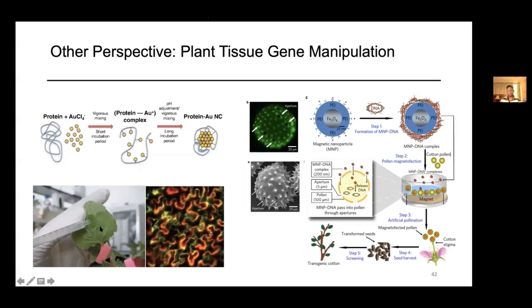We also have a collaboration with one of the plant experts in China on a project using magnetic nanoparticles to engineer pollen, plant pollen, to carry genetic information like plasmid. We use the pollen as the DNA carrier to transfect the actual cotton, in order to do gene engineering of the plant.